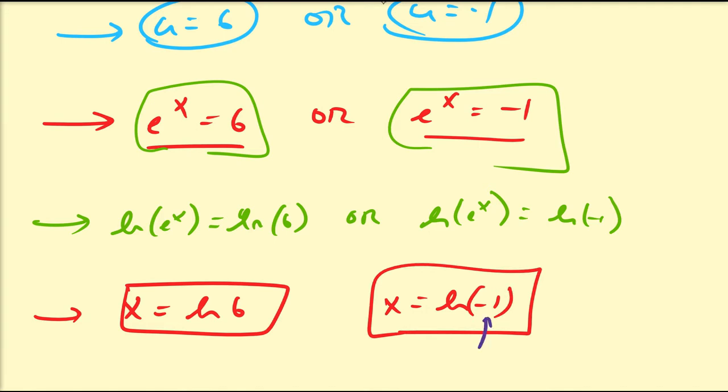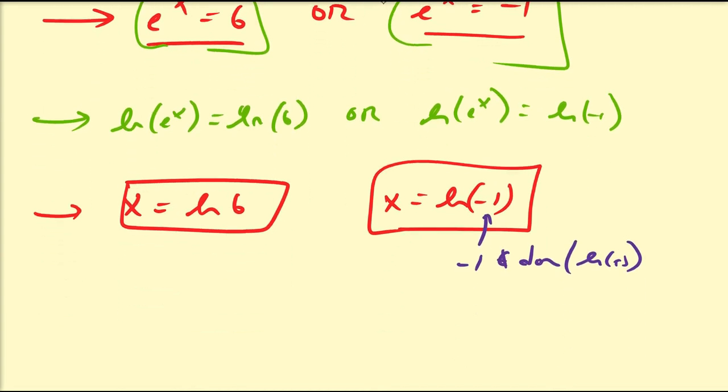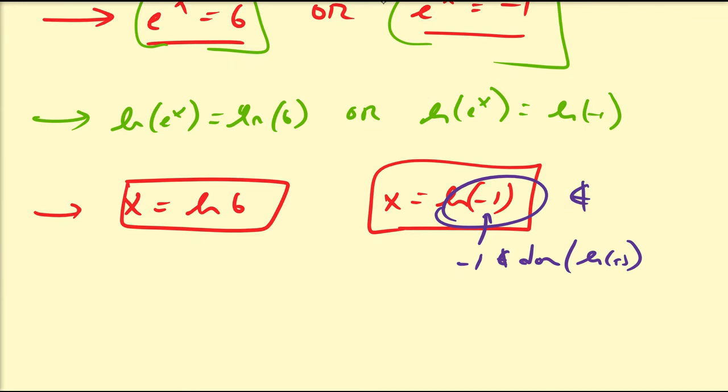But as we already know, negative 1 is not in the domain of the function f of x is equal to the natural log of x, because x must be greater than 0, right? So this number here is not in the set of reals, right? It's actually in the set of complex numbers, but we're not going to talk about that now. So therefore, we only have one real solution, and that's going to be the natural log of 6.